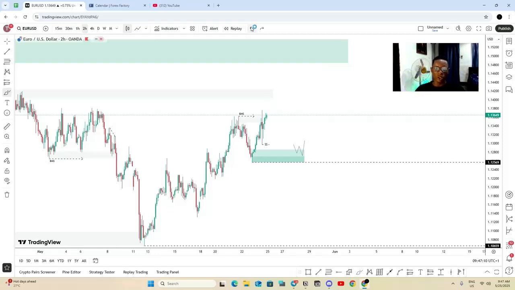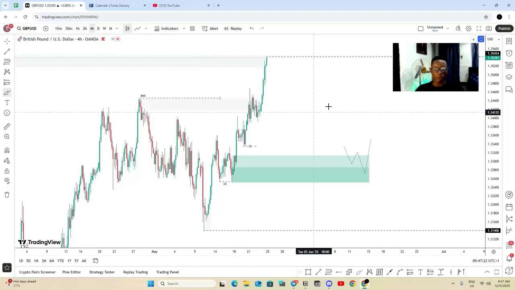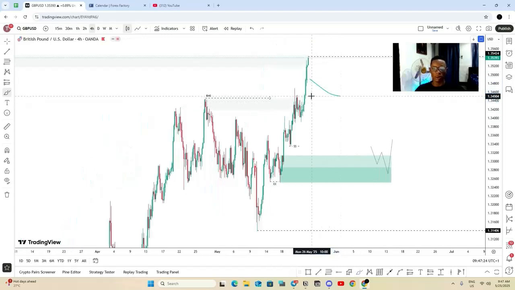Okay, so the next pair is GBP/USD. So GBP/USD is from the 4 hours time frame. So let's look at the 4 hours time frame so we can see what it is really playing out. From the 4 hours time frame, you guys can see a very clean price action, guys.